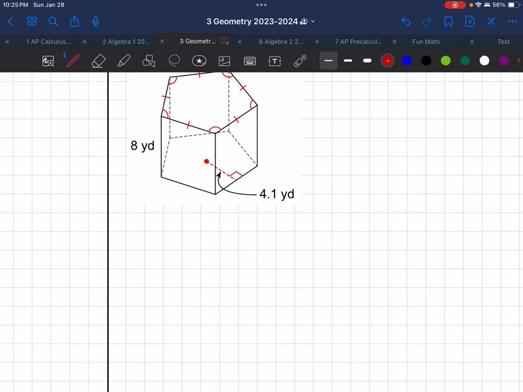So for this one, I'm going to try my best to draw a pentagon, although I'm not the world's best artist. There's my best way of doing a pentagon. Maybe you can do one better. All right, so what do we know about this pentagon? It has a center, and it has this dashed line coming down that is 4.1 yards long.